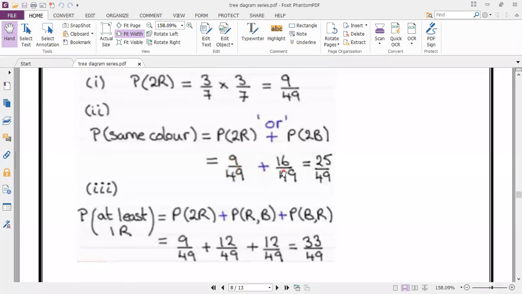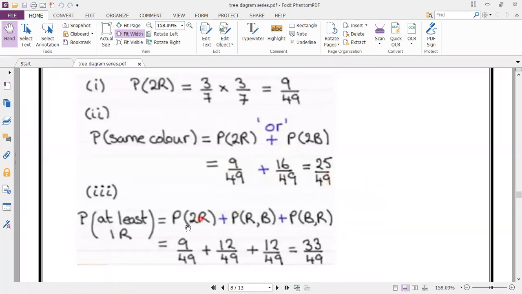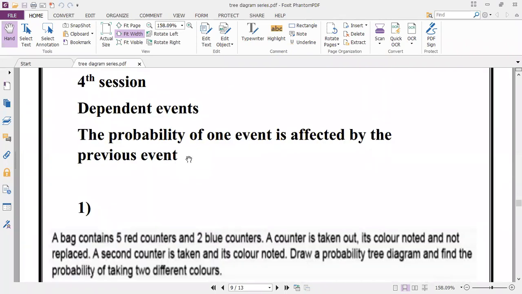Two red and two blue will be 25/49. And for the probability of getting at least one red, we added the probability of getting two red plus the probability of getting red and blue plus the probability of getting blue then red. Did you get it? Let's move to the next one. Dependent events. The meaning of dependent events, I explained it. A dependent event is when the probability of one event is affected by the previous event. They are depending on each other.